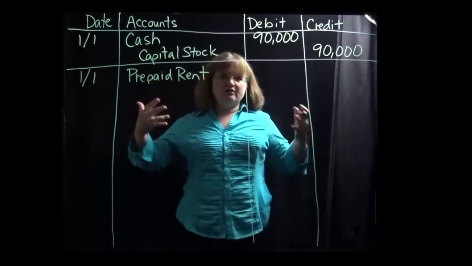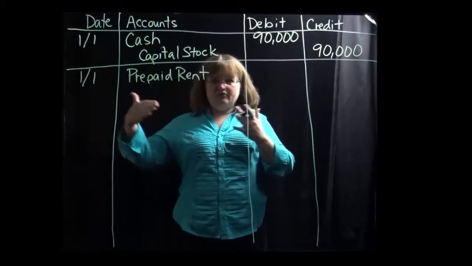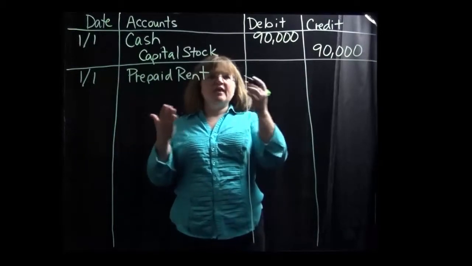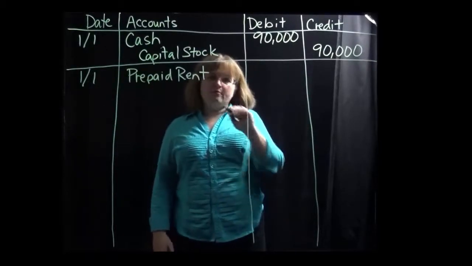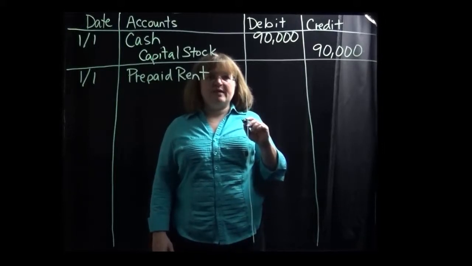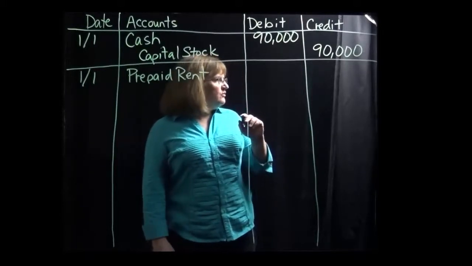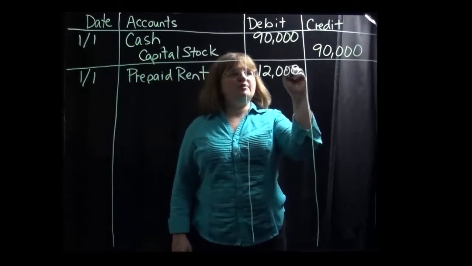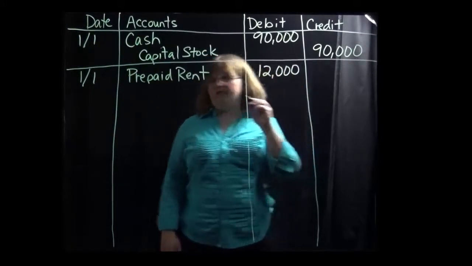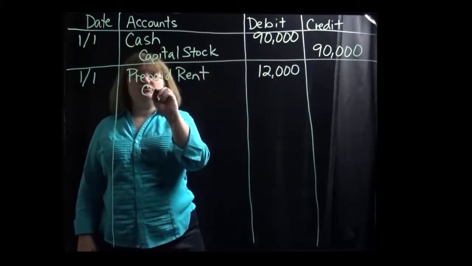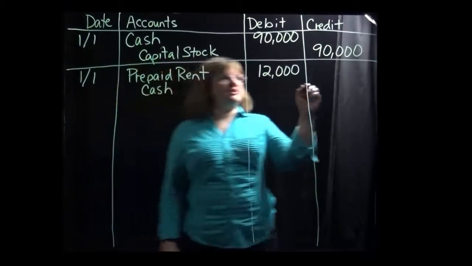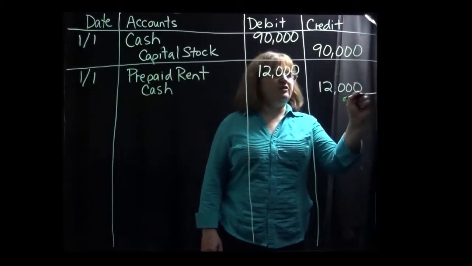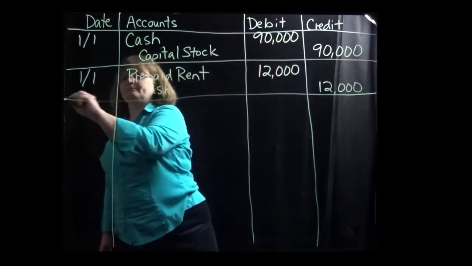Once the rent is used up, once we occupy the space that we're renting in this building, then we will transfer that amount from that asset into expense. The amount here was $12,000. So we'll debit the prepaid rent asset for $12,000 and we'll credit cash because we're decreasing our cash balance. So there's our second journal entry.